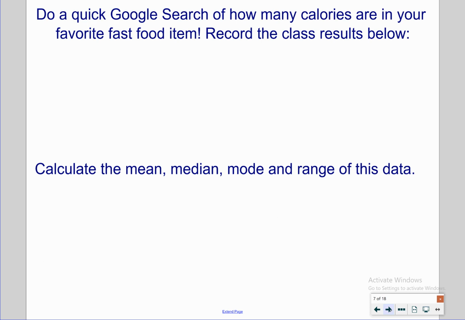Moving on. All right. So you need to do a quick Google search. If you want to grab your phone to do it, or if you want to use your Chromebook, you can, or if you want to share a device with a friend, that's fine too. I need you to do a quick Google search of how many calories are in your favorite fast food item. Whatever that is. It can be a beverage, it can be a meal, it can be a single item, whatever it is. Google the calories.